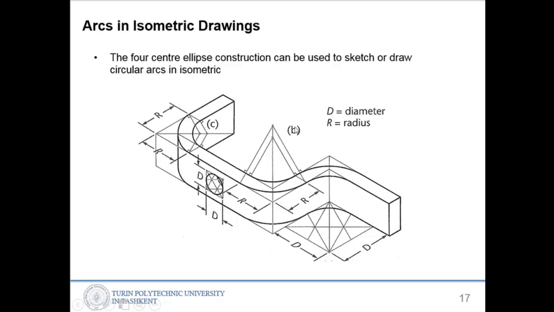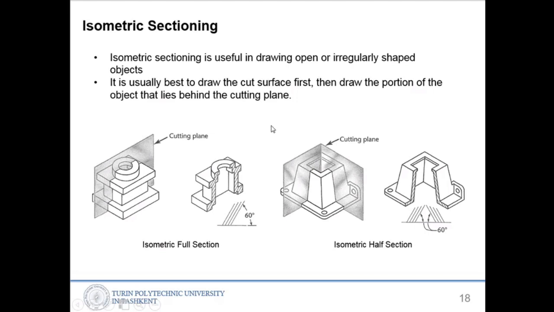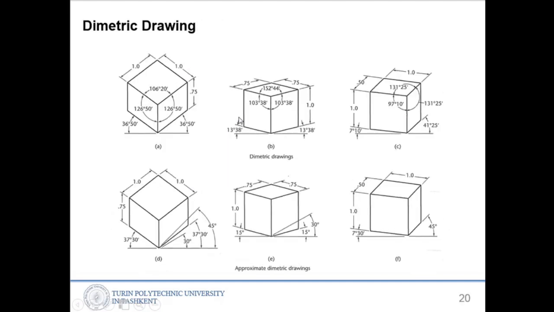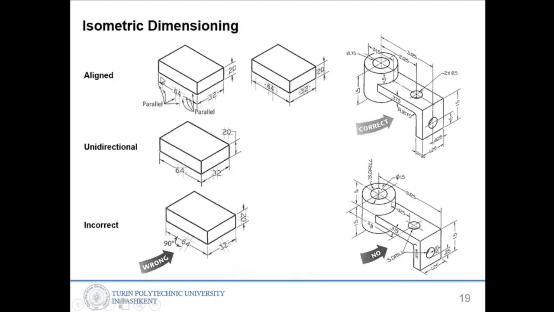So we have started how to make isometric sectioning, the rules, and isometric dimensioning. So this was the last slide from the last lesson. Isometric dimensioning has three types: aligned, unidirectional, and some examples of incorrect ones.